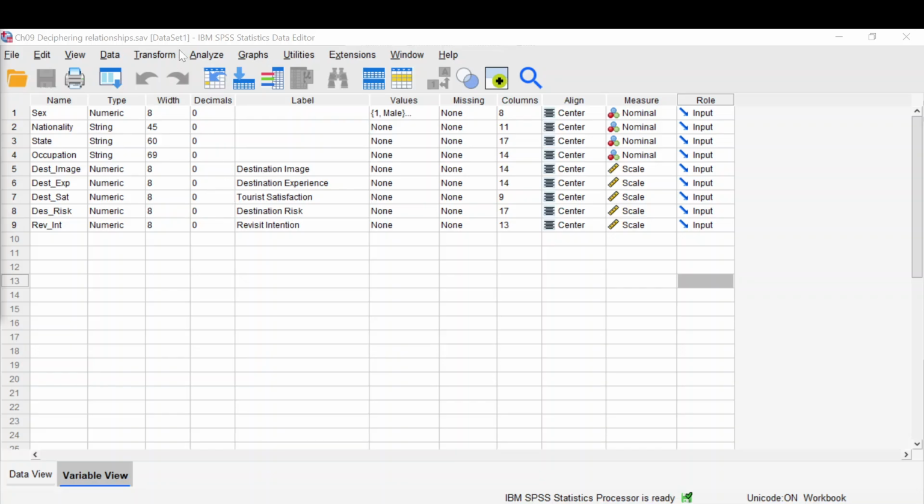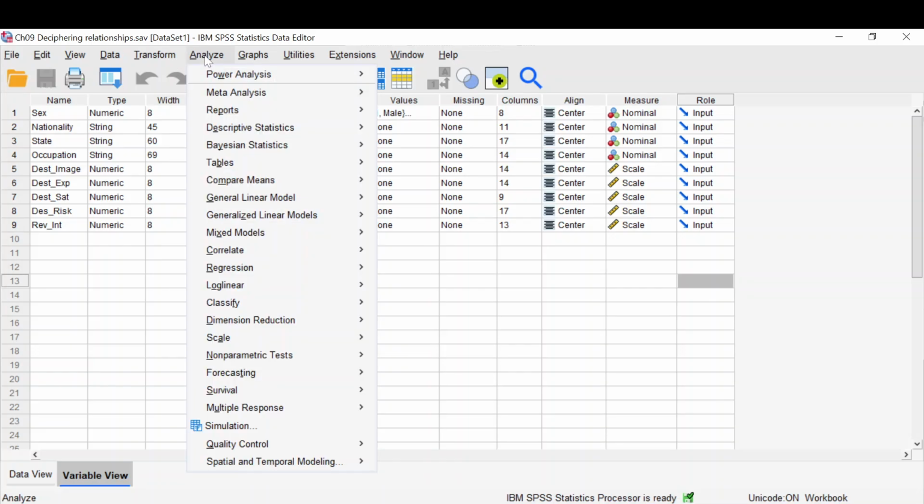So here we go. We're going to click on Analyze. And before we run the correlation, it is a very useful step to first visualize the data. By visualize the data, what I mean is, if you're able to look at all of the Likert scale responses on a graph in circle form or dot form, can you identify any patterns in the relationship between our two variables? So let's try it with destination risk and destination image.